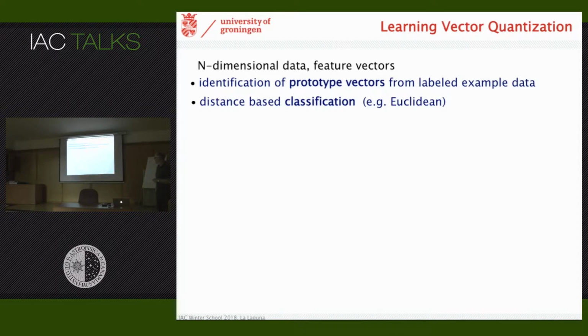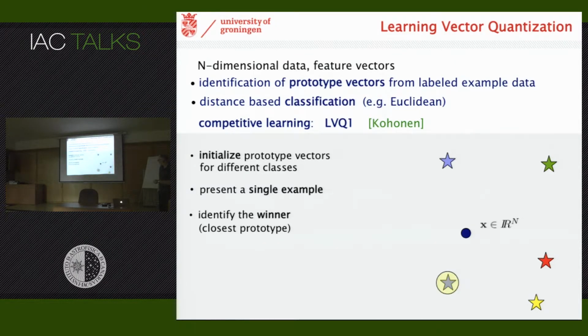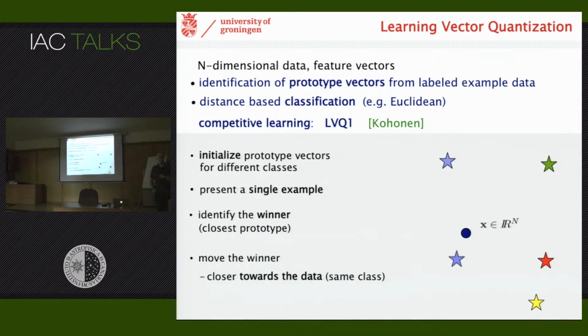The first algorithm that was suggested is called LVQ1, because it's the first suggested by Kohonen, and it works like this. We initialize prototypes for different classes somewhere in our feature space. So in the illustration, it's two-dimensional, obviously. We present a single example from our data set, and that is labeled as a blue data point in this case. We determine the closest prototype among all prototypes that we have. Currently closest prototype, this is the winner. Now this is a blue prototype, so it's supposed to represent blue data. We move it where we observe a lot of blue data. So in this case, we would move it even closer to the observed data point.